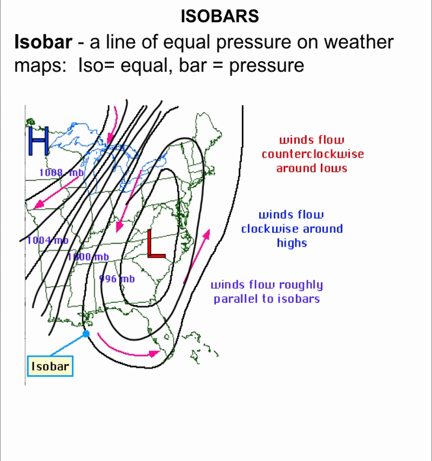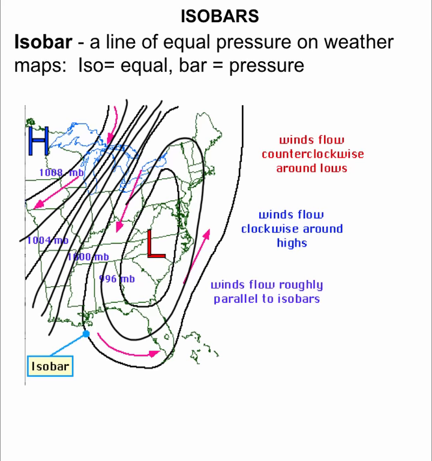You can kind of think of it as a topographic map or a contour map, where some people think of it almost as elevation. So we know that winds flow counterclockwise around lows. We studied this last unit. And winds flow clockwise around highs. And winds blow or flow roughly parallel to the isobars.